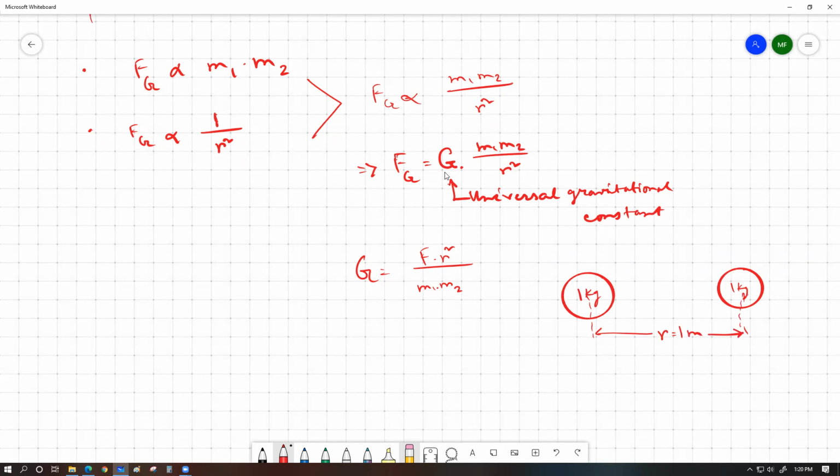So try to understand this part. Two 1 kg objects separated by 1 meter, which means in this case for this equation we are trying to replace this one as 1 kg, so unit mass, this one as 1 kg unit mass, and this distance as 1 meter or unit distance.